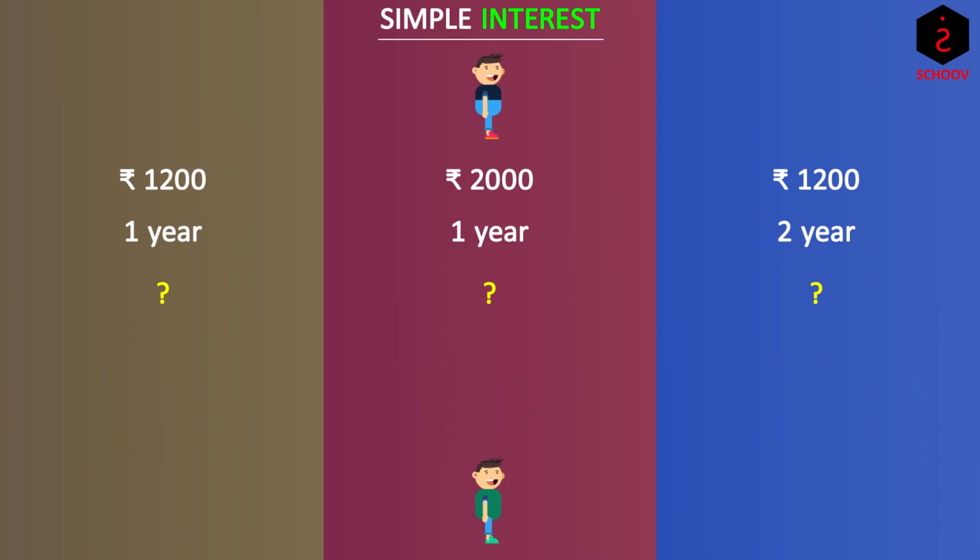And it is very simple. The lender sets a percentage which the borrower also agrees to. And that extra money is calculated using this percentage on the original amount. So, first case, 1200 into 10 by 100. Second case, 2000 into 10 by 100. Similarly for the third case.